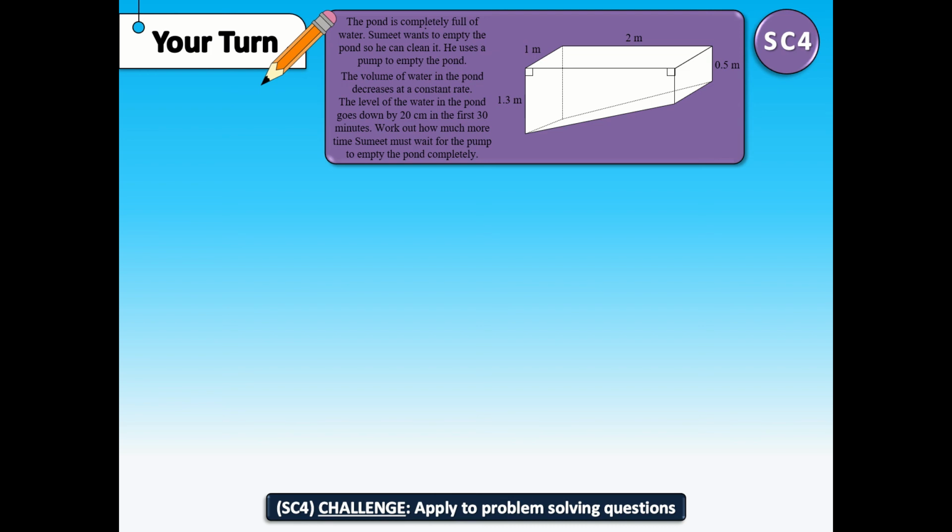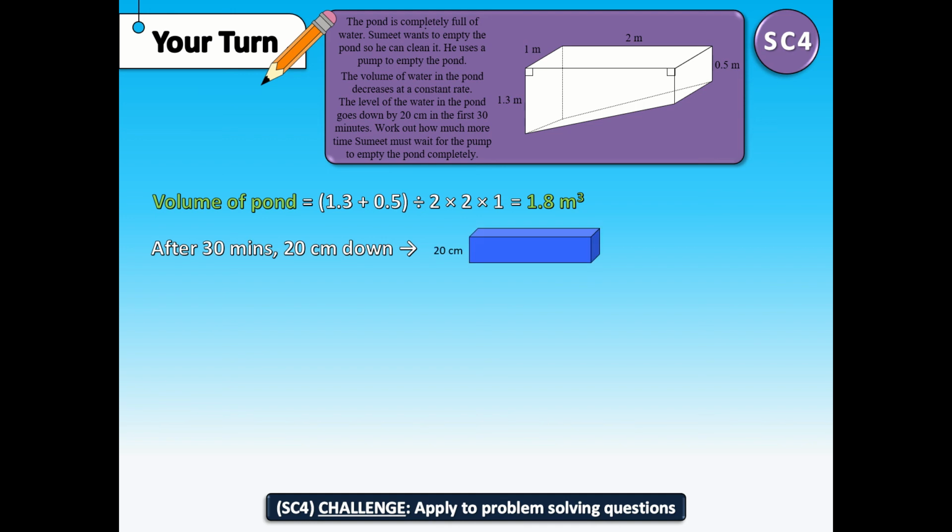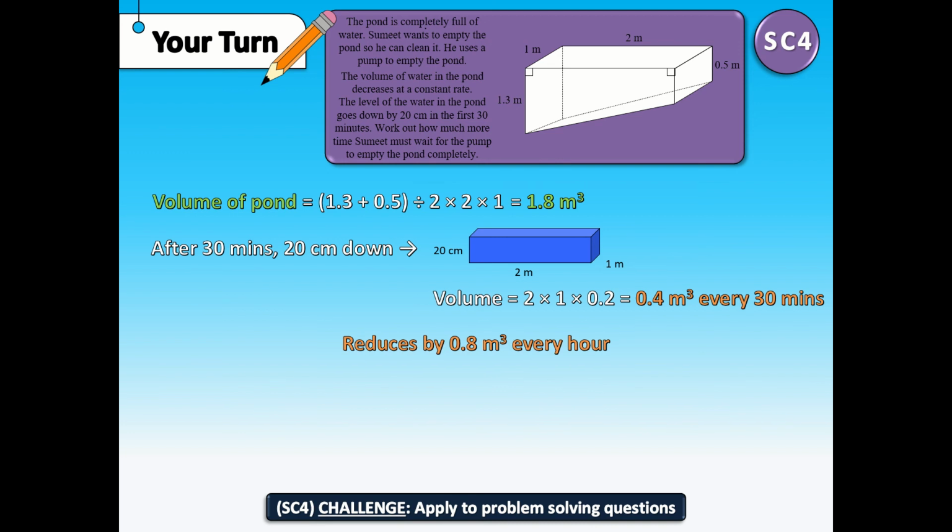For the purple question, if we work out the volume of the pond, we add together the parallel sides, divide by 2 and times by the height, and then times by how far it goes back. So it's got a volume of 1.8 meters cubed. After 30 minutes it goes down by 20 centimeters. So that's a volume of 0.4 meters cubed, so it goes down by 0.4 meters cubed every 30 minutes. So that means it will go down by 0.8 meters cubed every hour.